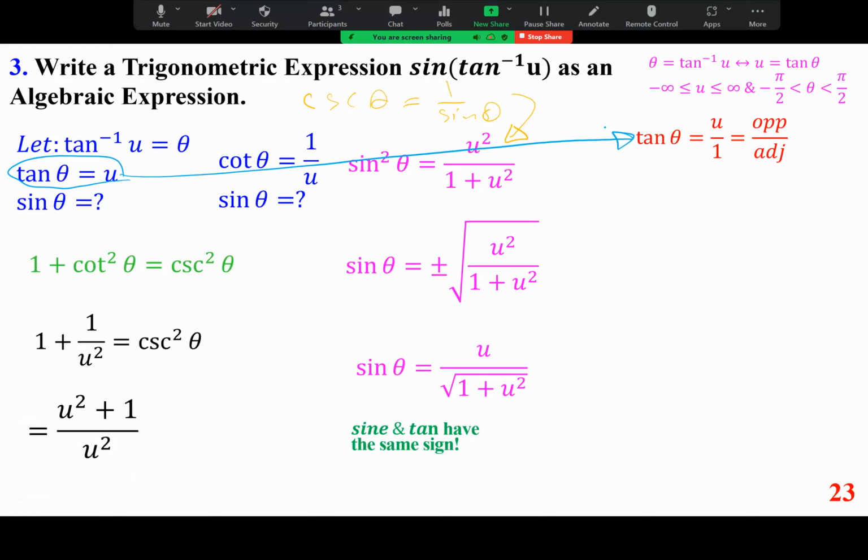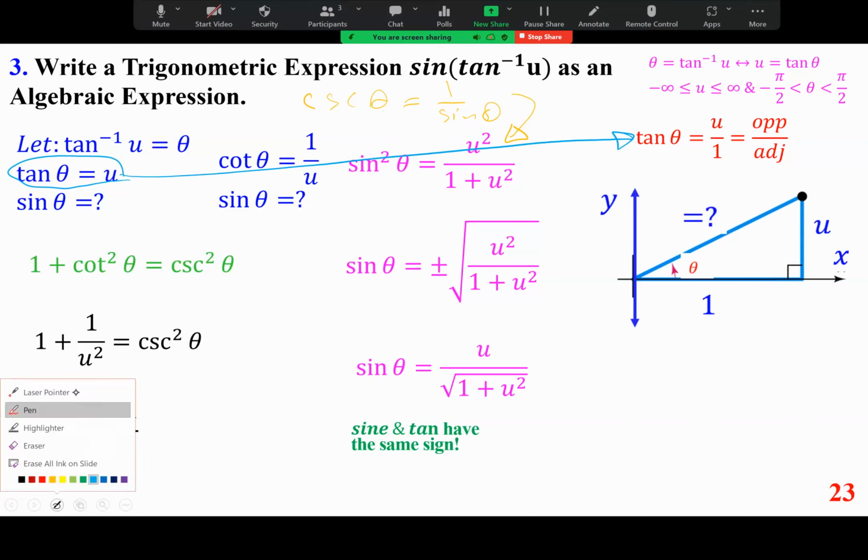And tan theta is the opposite over adjacent. So u over 1, the opposite over the adjacent. If you remember, the opposite over the hypotenuse, for example, is sine, right? Or the adjacent over the hypotenuse is the cosine.